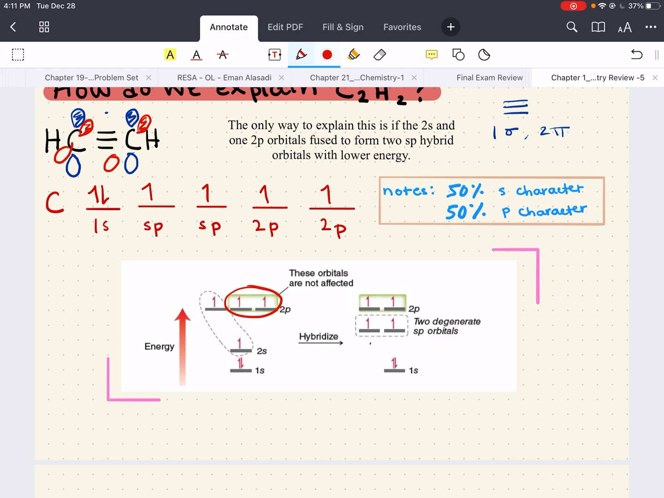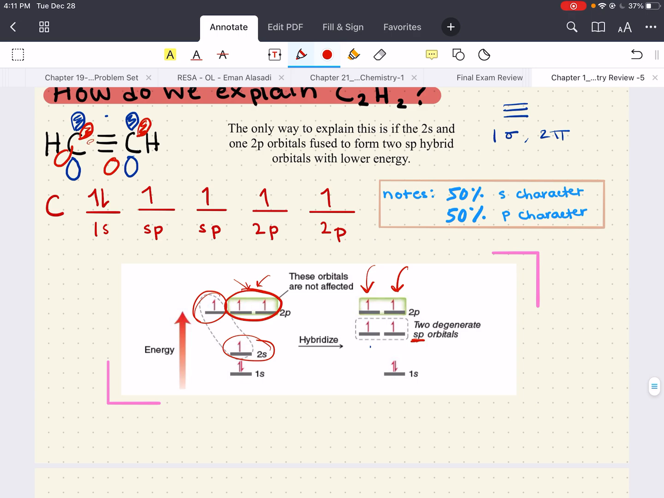So those 2p orbitals, they're going to stay put. They're not going to participate in the hybridization. Instead, we're just going to take the 2s and one of the 2p, and we're going to hybridize them, and what we get are two degenerate sp orbitals. So both of these 2p orbitals stay the same. They're participating in the triple bond. But now we have an sp orbital also participating in that triple bond.